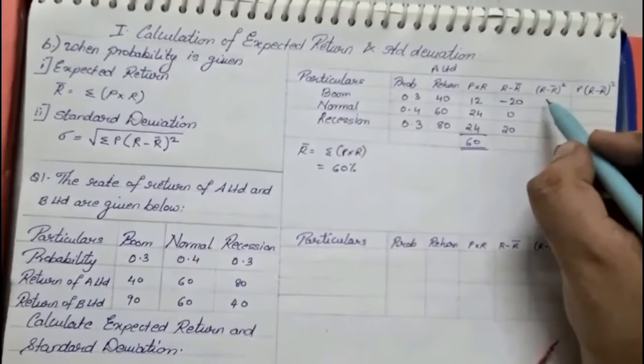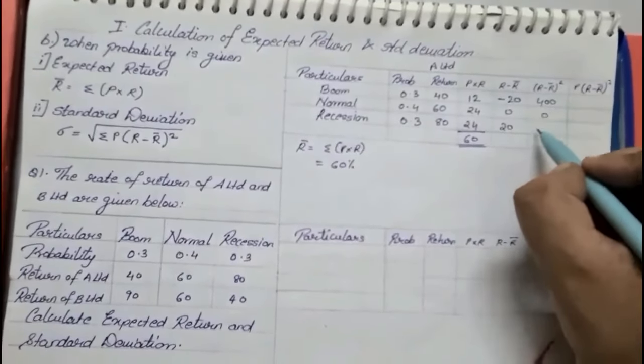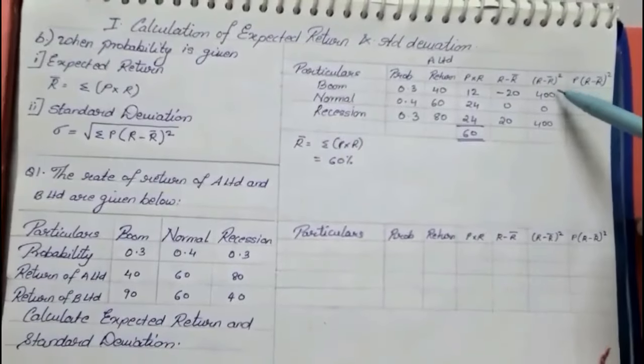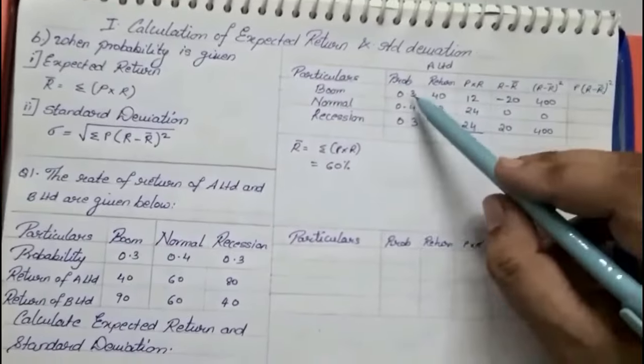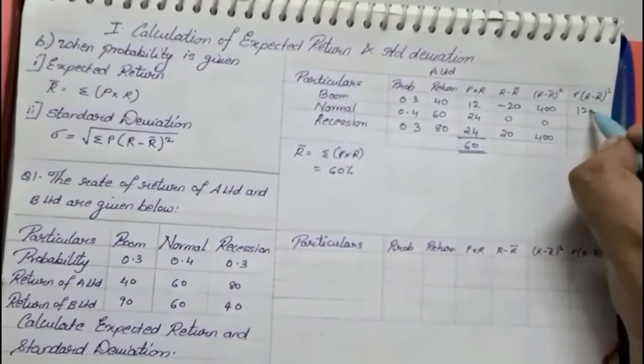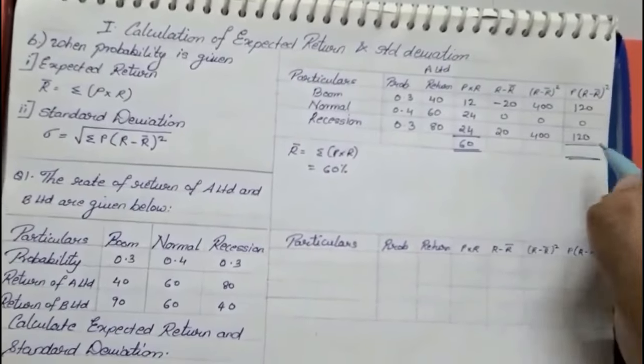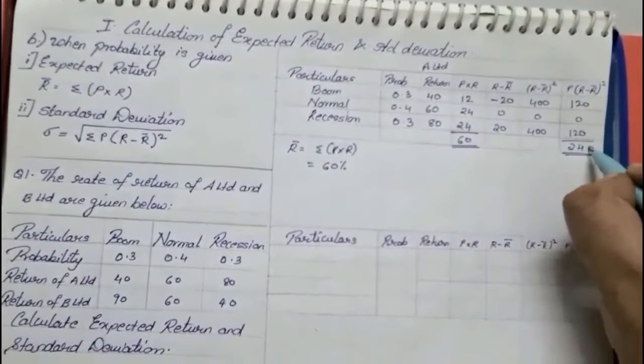So negative 20 the whole square is 400, 0, 400, and lastly whatever value we have got in R minus R bar the whole square, we multiply that with the probability. So we get the value as 120, 0 and 120, and we need the total of the last column, which is 240.